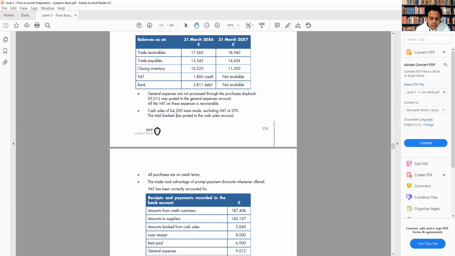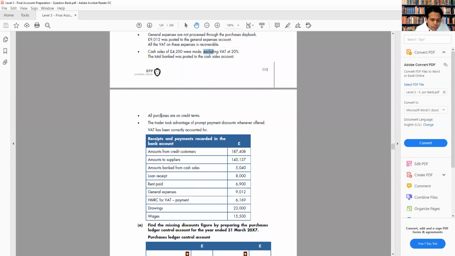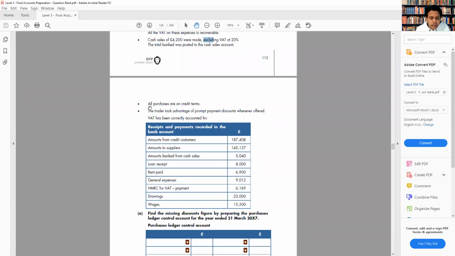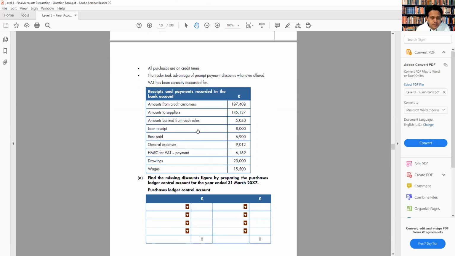Cash sale 4,200 were made, excluding VAT 20%. The total bank was posted to the cash sales account. So this is my cash sales 4,200, and we have to calculate the VAT 20% because the VAT is excluded. All purchases are on credit. So every single purchase we do in credit. The trader took advantage of prompt discount whenever offered. VAT has been correctly accounted for.